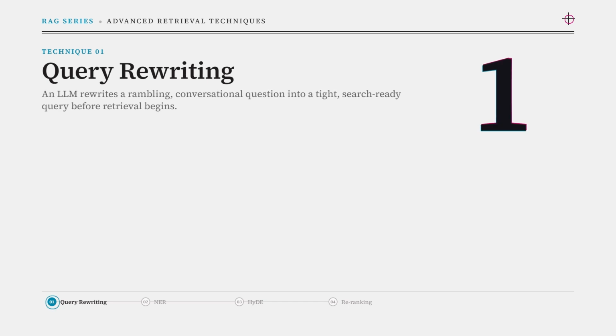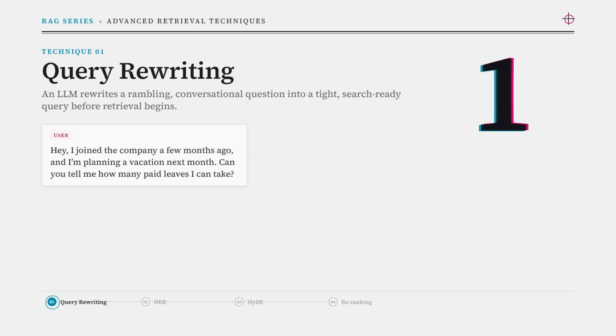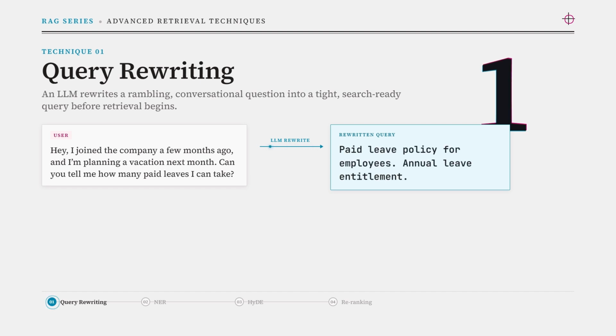The first advanced retrieval technique is query rewriting. Users naturally ask questions in a conversational way, often including background information that isn't useful for retrieval. If we send these raw prompts directly to the vector database, the search may not return the best results. Instead, an LLM first analyzes the user's intent and rewrites the query into a concise, search-optimized version.